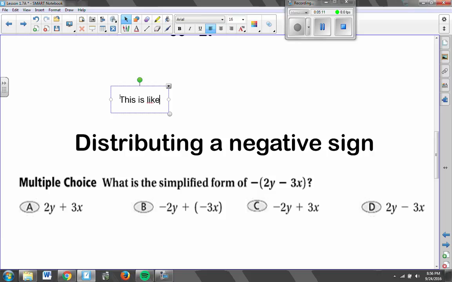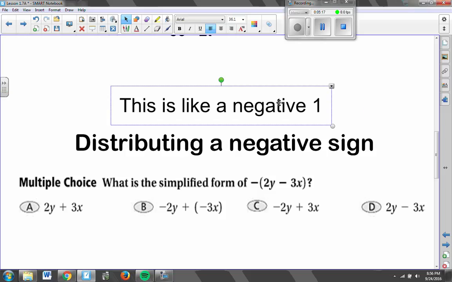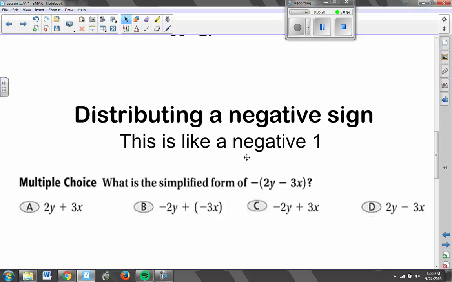Now, when we distribute a negative sign, the key for us is this is like a negative 1. So distributing a negative sign is like a negative 1. So if I had a negative 1 in front of some parentheses, then my distributive property would be just the same. I would take negative 1 and times it by 2y. I would take negative 1 and times it by minus 3x.